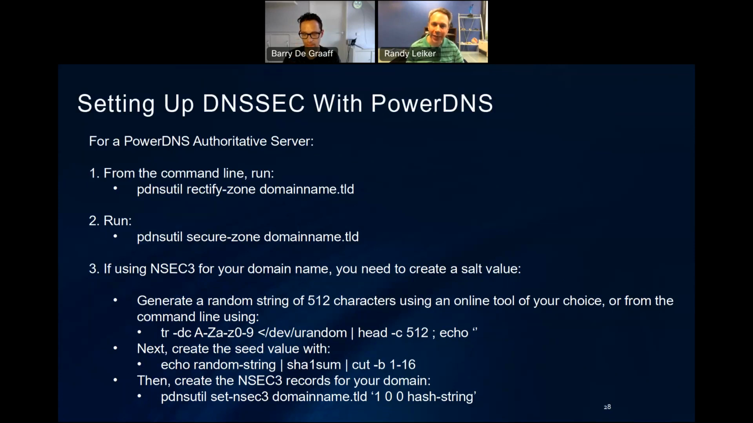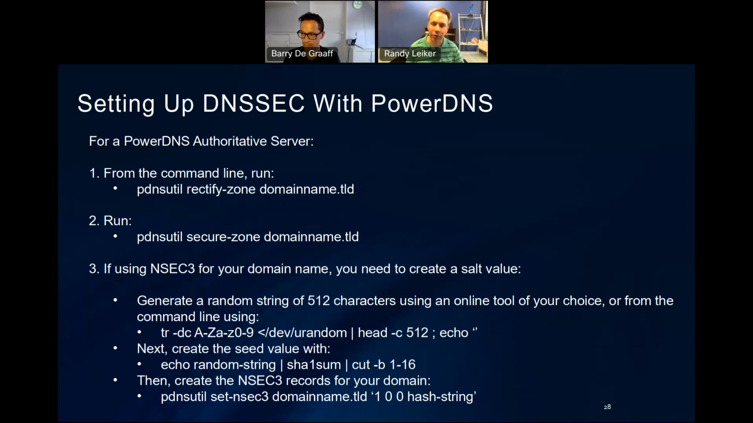Next, you're going to need to run the pdnsutil secure-zone command in step 2. Again, substituting the domain name.tld placeholder text with your domain name. This is what actually basically signs your zone with DNSSEC. Then, if you wish to use NSEC3, which I recommend that you do also consider doing, you first need to create a randomly generated seed value. Now, I suggest generating a 512-character random string using an online tool of your choice, but if you want to do this all from the command line, I've included a bash command that you can do to basically accomplish the same thing.